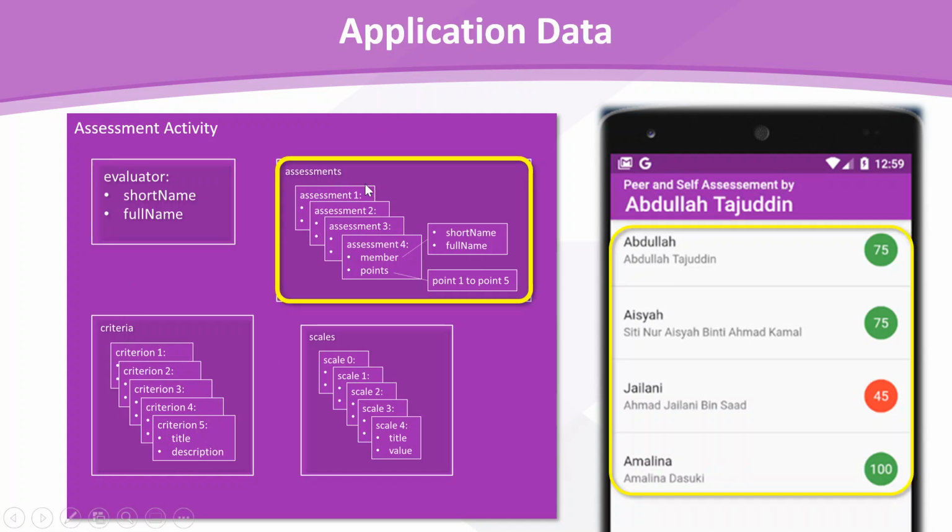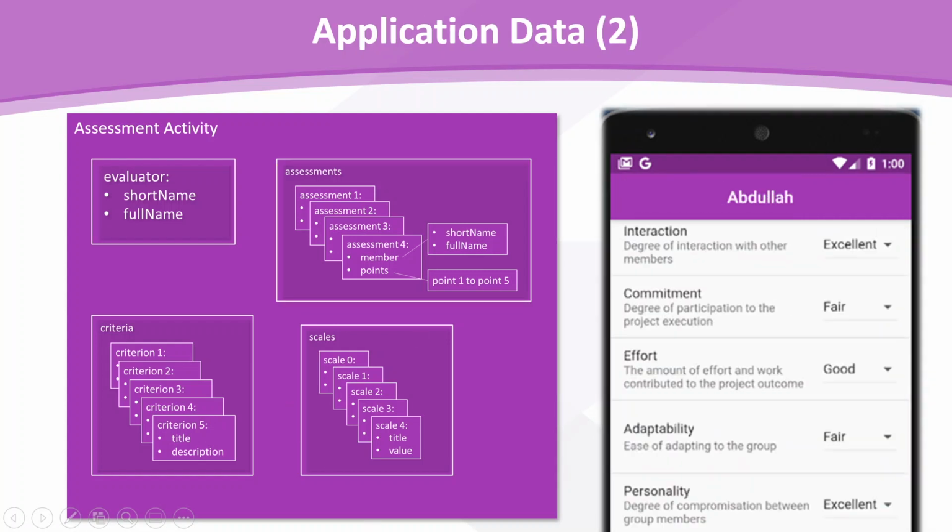And then the assessment is basically a list of assessments, whereby each assessment has a member and also the points, which is the evaluation earned by this member. Then this is for the second screen. The second screen is the detail about the evaluation for a particular member.